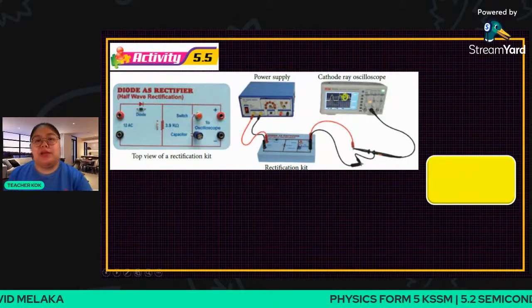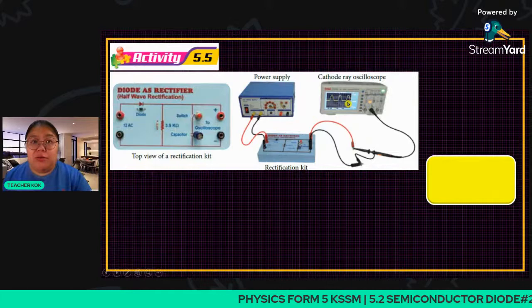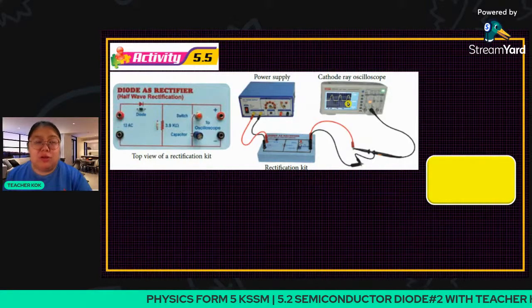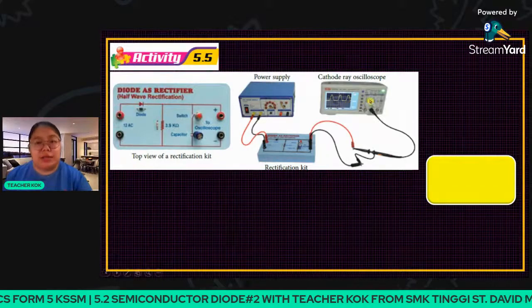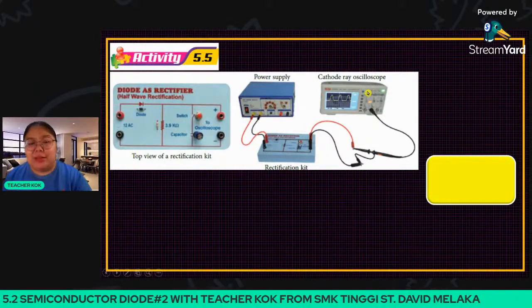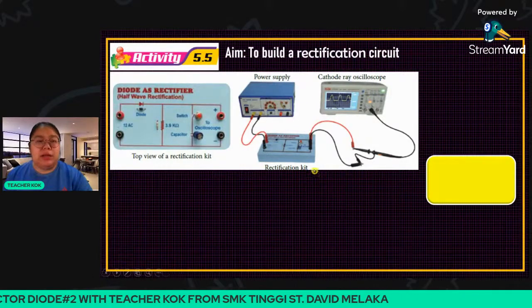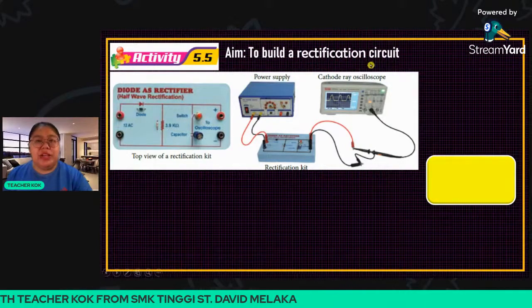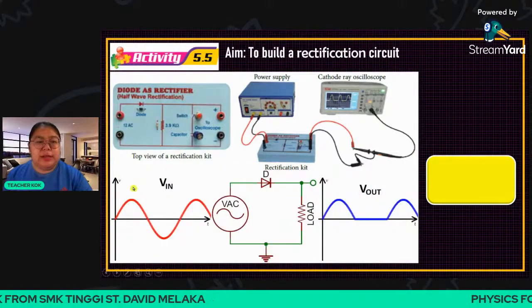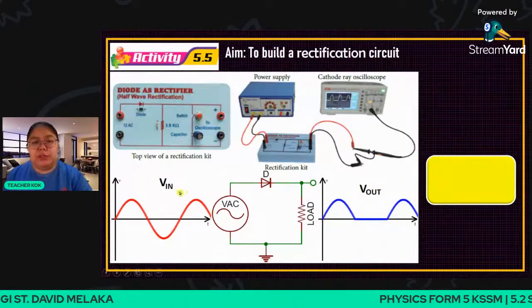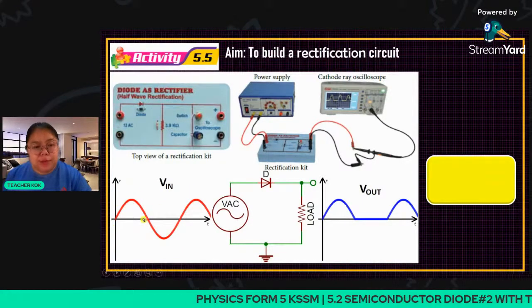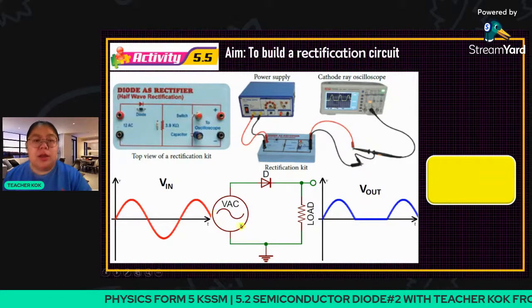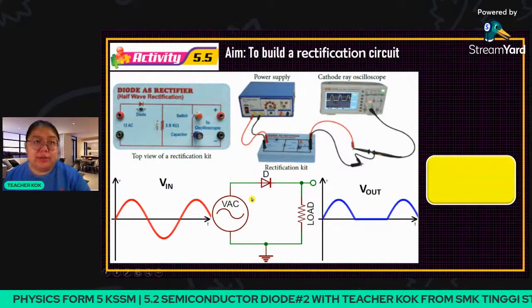Okay, remember this one we learned before in chapter 4 for the cathode ray oscilloscope. It's just like your thermionic emission. All the things are inside there, the electron gun. So from here, this one is to build a rectification circuit. Okay, this one is the input. Can you see the voltage input is an alternating current, because it goes up and also down, up and also down. Okay, they're just using one diode.